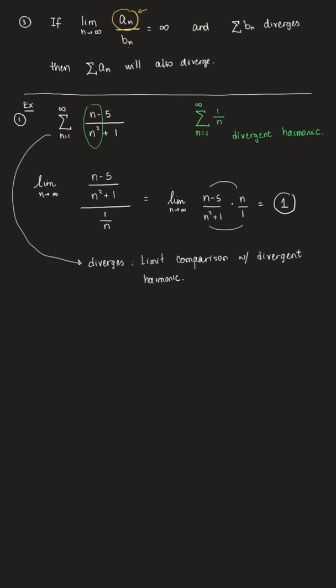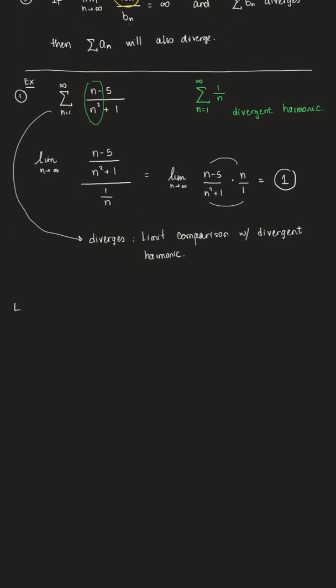Okay, so let's try another example of how to apply this. So let's look at the sum from n equals 1 to infinity. We use this test usually when we have rational expressions as our nth term. So here we have n cubed minus 2 over 4n to the 5th minus n cubed minus 2.